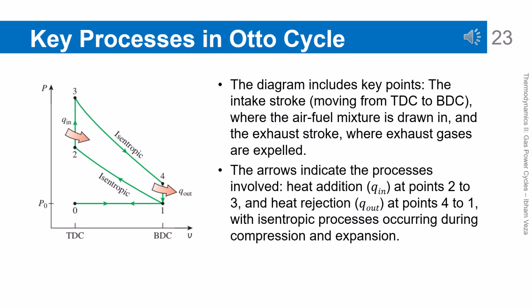Key processes in the Otto cycle diagram. This diagram presents the main processes of the Otto cycle in P-V coordinates. Compression and expansion occur isentropically, indicating no change in entropy. Heat addition takes place at constant volume from point 2 to 3, while heat rejection occurs at constant volume from point 4 to 1. The arrows on the diagram indicate the sequence of processes. This representation links the thermodynamic model to the piston motion in the cylinder.